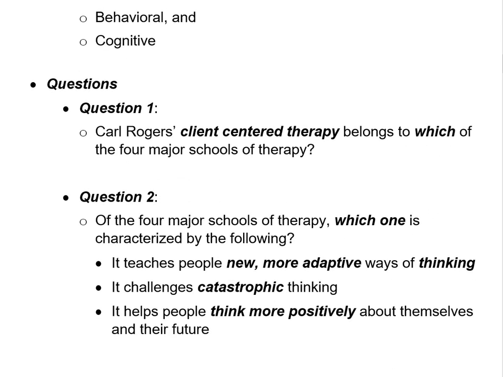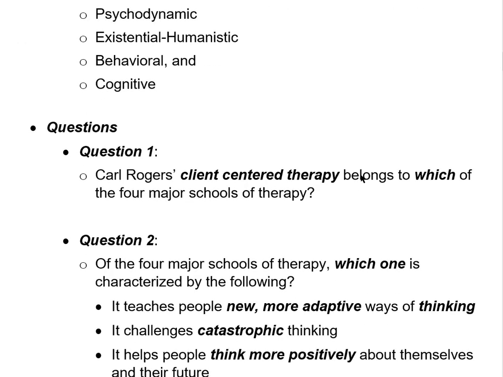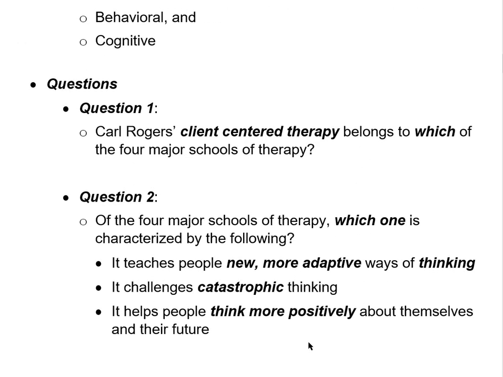Question number 2. Of the 4 major schools of therapy, which one is characterized by all of the following? Which school of psychotherapy teaches people new and more adaptive ways of thinking? We're talking about just one school of psychotherapy here, which is the school that teaches people new, more adaptive ways of thinking. It challenges catastrophic thinking. It helps people to think more positively about themselves and about their future. Of the 4 schools of psychotherapy I alluded to before, which one school has all of these characteristics?